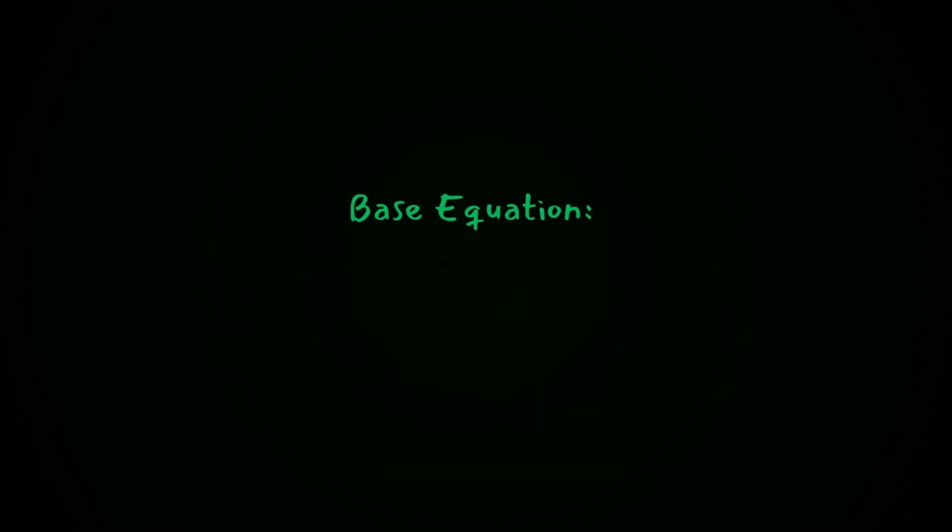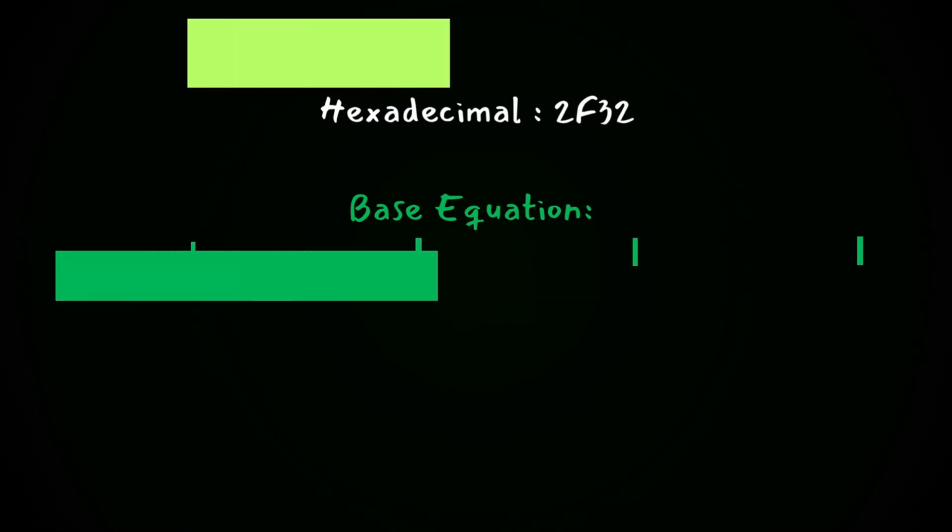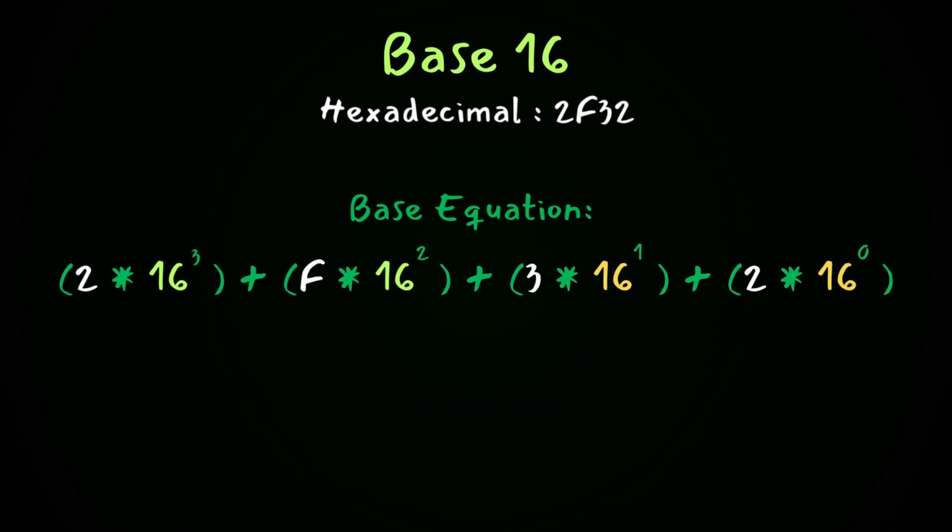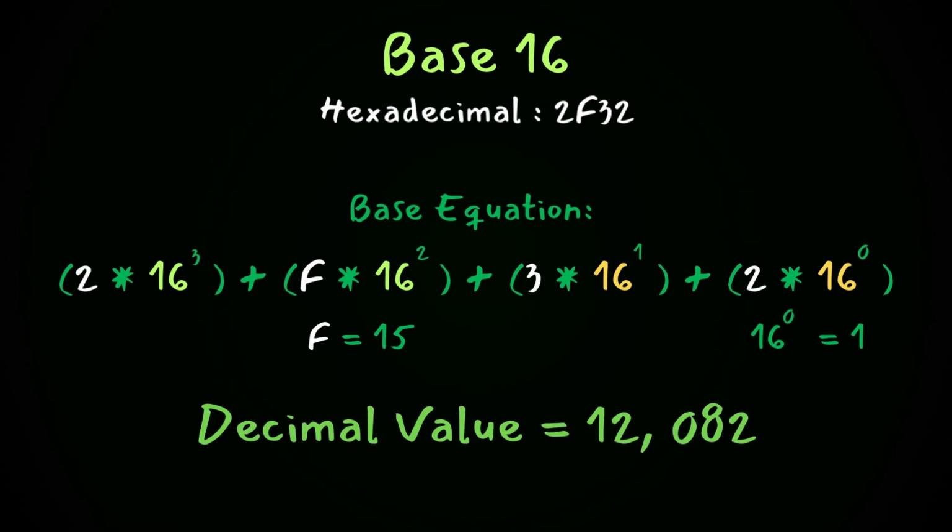In a base equation, 2F32 would be 2 times 16 to the power of 3, F, or 15, times 16 to the power of 2, plus 3 times 16 to the power of 1, plus 2 times 16 to the power of 0. And any positive value that is raised to the power of 0 will be 1, so it's 2 times 1. This will equal 12,082 as your decimal value.